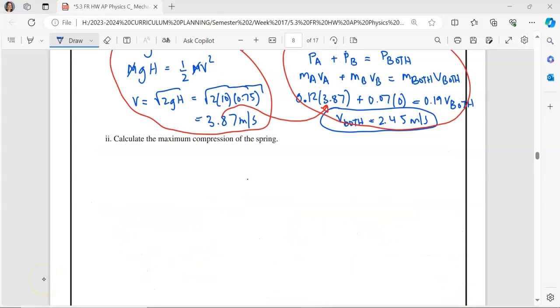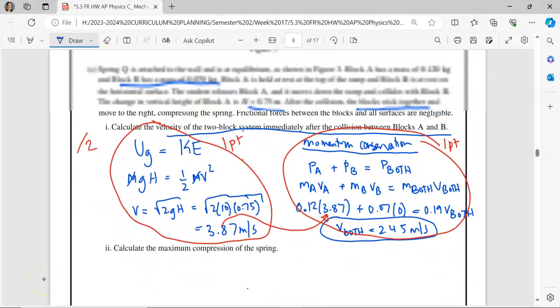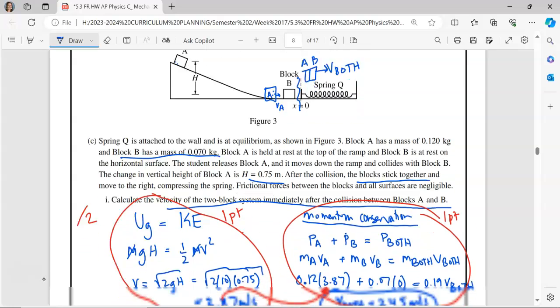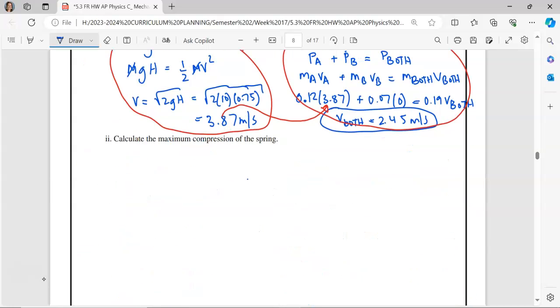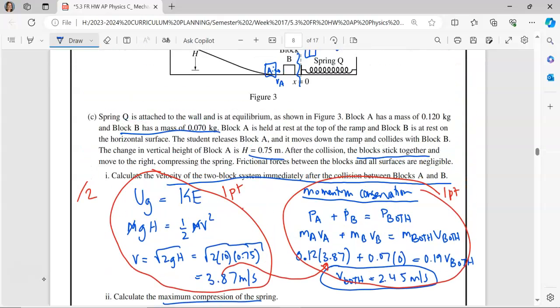Okay, so now we want to find the max compression of the spring when they go off together. So A and B together hit spring Q. Okay, so anytime changing positions, changing velocities, I'm going to use energy conservation. So KE is going to be equal to spring energy. So we know KE is going to be 1/2 mass of both times velocity of both equals, okay, let's see what the spring energy is of Q.